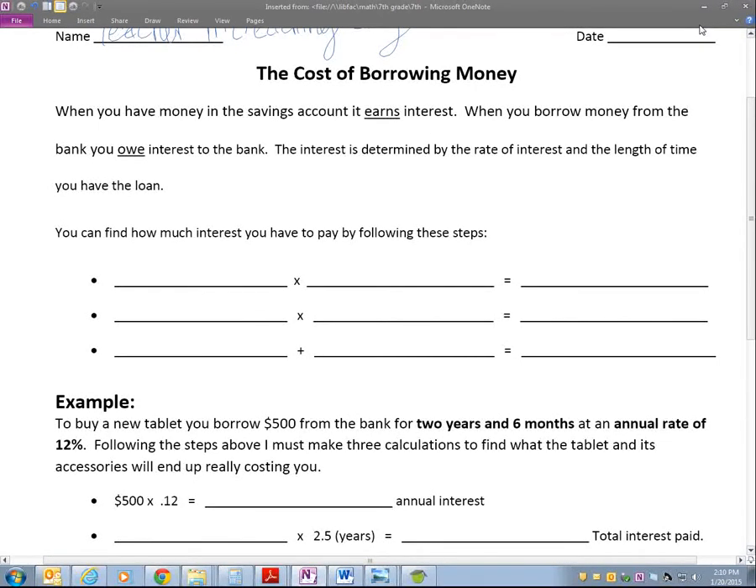To show you the difference in the time of loans, auto loans are sometimes 3 or 5 years. Mortgages are anywhere from 10 to 15 to 30 years. So it's 30 years of you paying extra for the loan of however much money you borrowed. Okay? You can find how much interest you have to pay by following these steps.